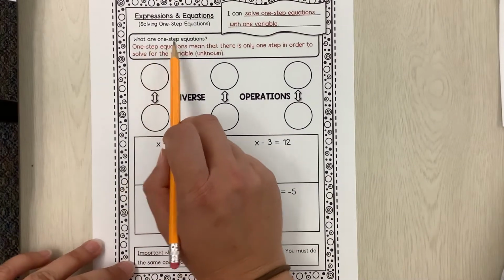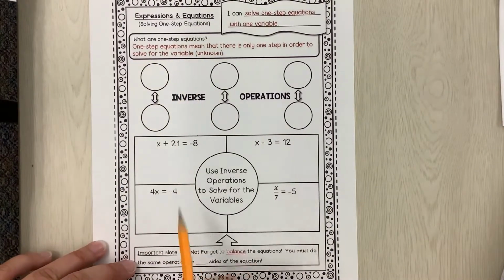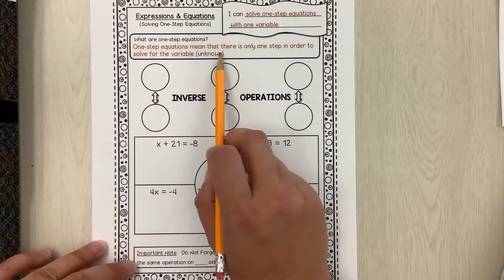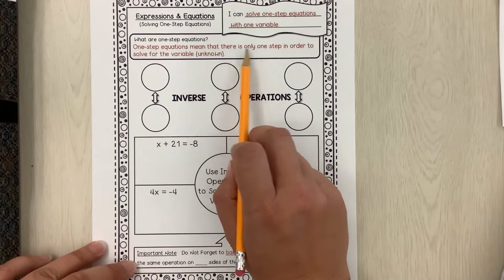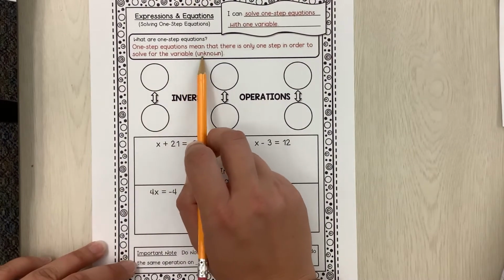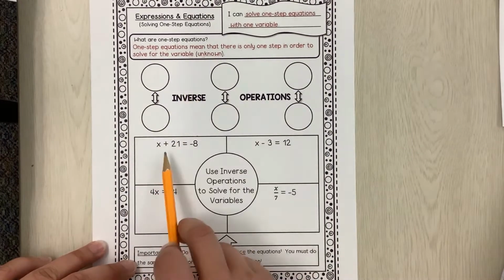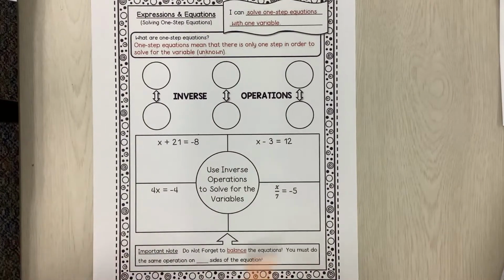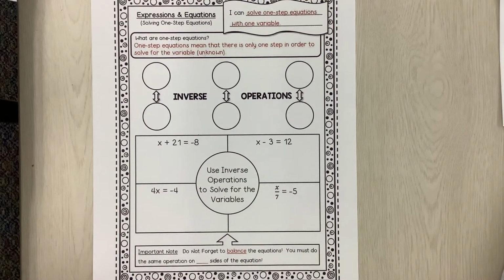So what are one-step equations? One-step equations means that there is only one step in order to solve for the variable. Remember, the variable is that unknown. So the x's and the y's and the a's and the b's, okay? Whenever you see a letter, it is a variable, the unknown number that we just don't know yet. So today what we're going to be doing is finding out what that unknown number is.